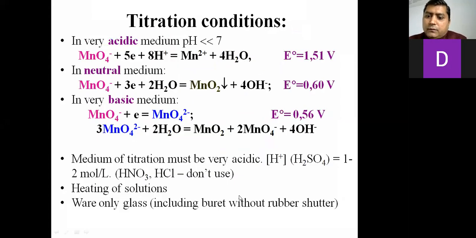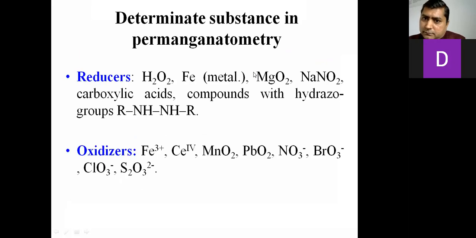Now the titration conditions: we require a very acidic medium, that is sulfuric acid, rather than a neutral or basic medium. The reaction is faster under sulfuric acid conditions, so sulfuric acid has to be added here. Potassium permanganate itself acts as an indicator in these permanganometry titrations.